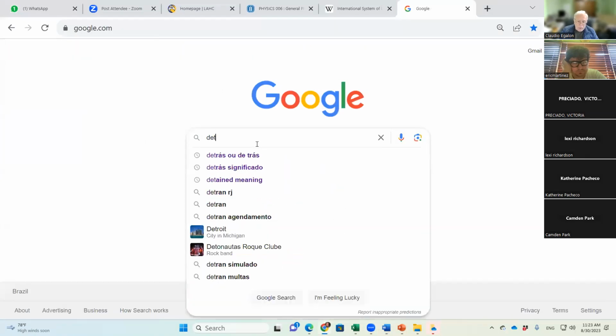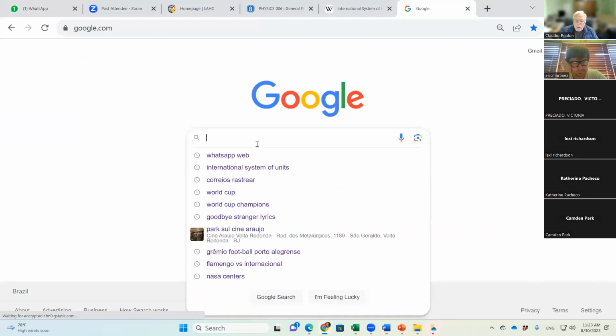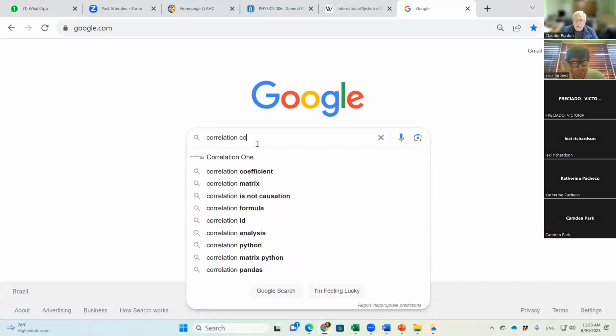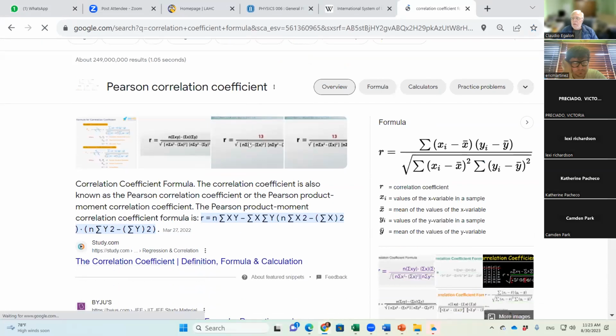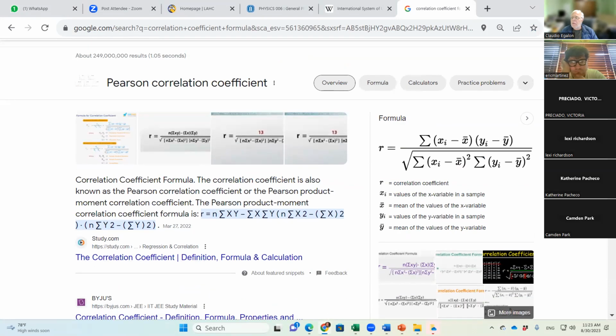Let's see. Correlation coefficient formula. Yeah, here you go. That's the formula of the correlation coefficient. Okay, here is the data point xi, can be x1, x2, x3, okay? It's a summation, and here's the average of x. Here's the y, y1, y2, y3, minus the average. And everything must be summed up.